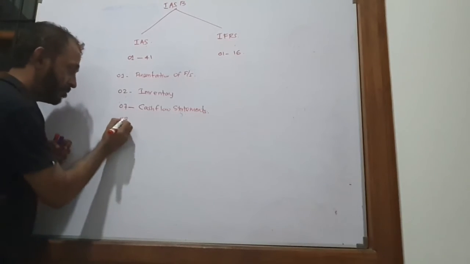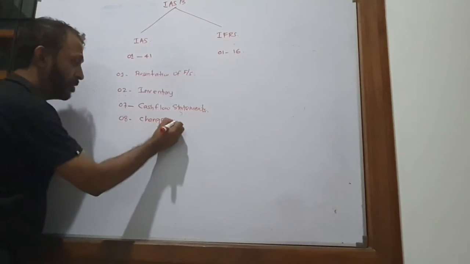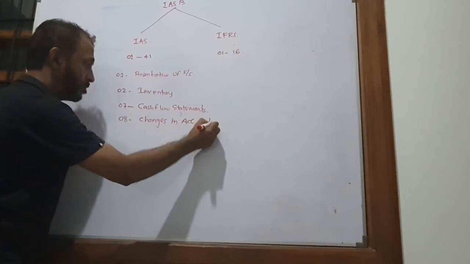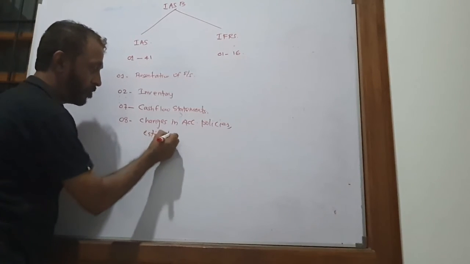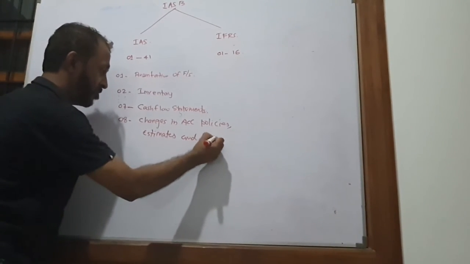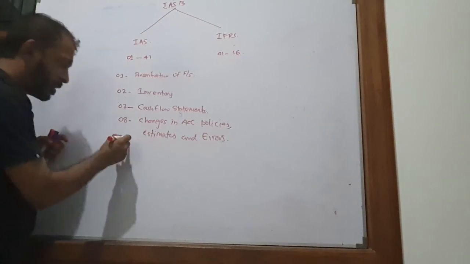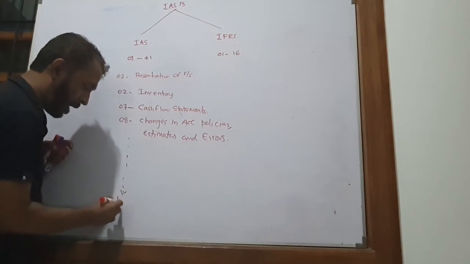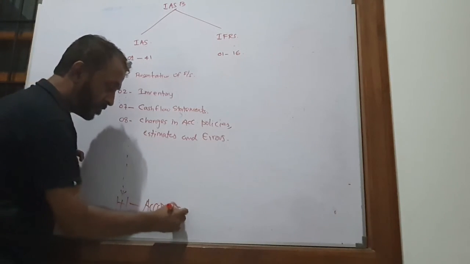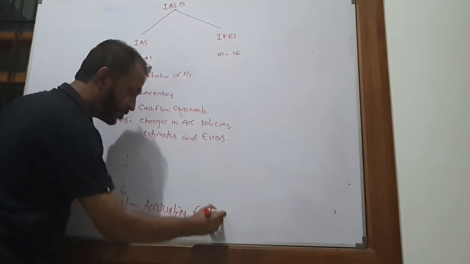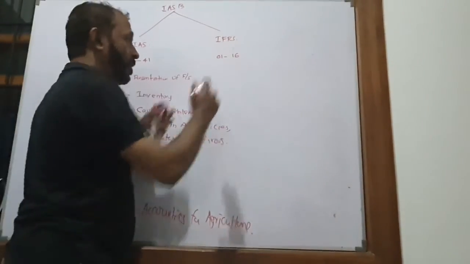And then IAS 8, changes in accounting policies, estimates and errors. We will be discussing all this under IAS 8. Likewise, this discussion will continue and we will have IAS 41, accounting for agriculture. So this will continue like this, and then we will also have a set of IFRS.